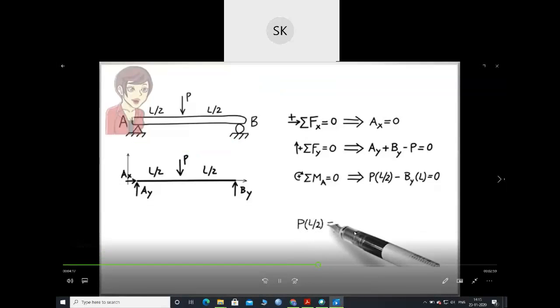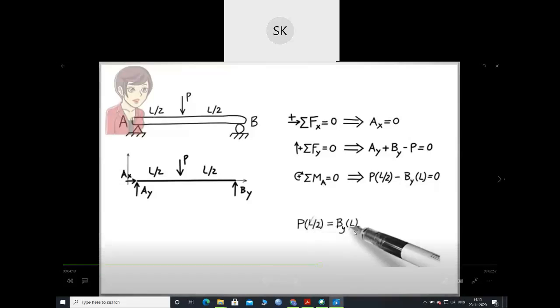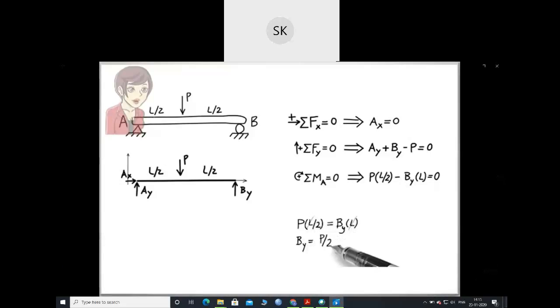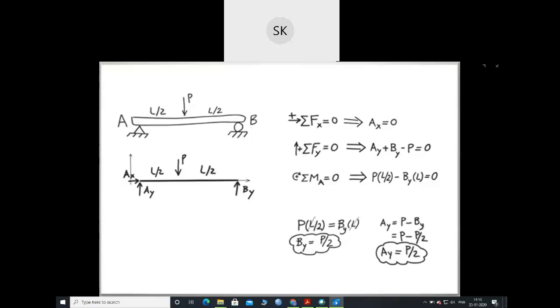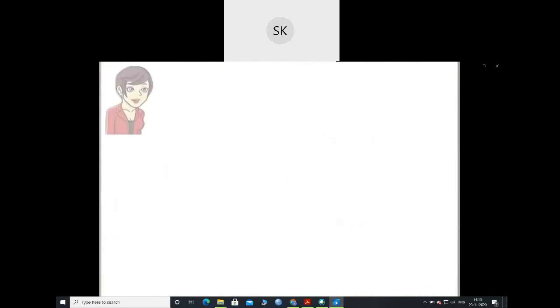Okay, we'll solve this and find the reactions on this beam. Solving the third equation for By gives us By equals P divided by 2. Solving the second equation for Ay gives Ay equals P divided by 2. So I got Ay and By as P by 2.